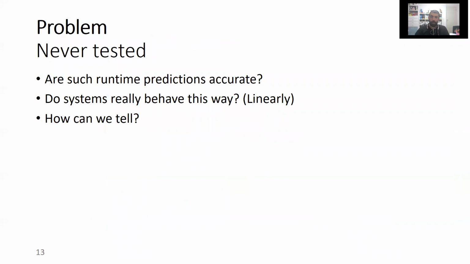The problem with these models is that they were never validated, and we ask, should we trust the models? Do processors really behave this way? Can the runtime really be expressed as a linear function of some TLB metric? How can we tell? How can we answer these questions?